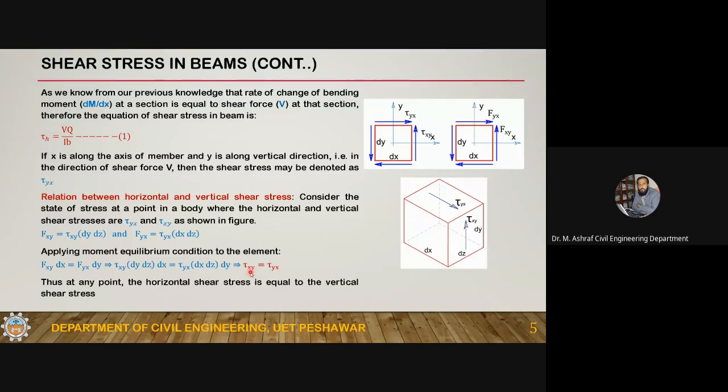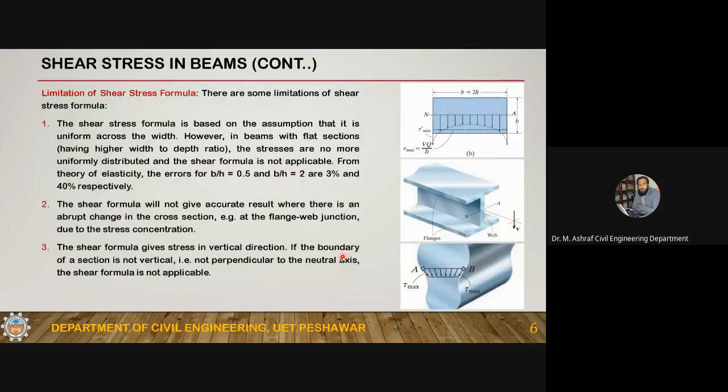Since this is a vertical shear stress and this is a horizontal shear stress, the horizontal shear stress at any point is always equal to the vertical shear stress. The horizontal shear stress in a beam is accompanied by vertical shear stress in a beam. The horizontal shear stress cannot act in isolation. This is an equilibrium requirement. If horizontal shear stresses are produced in a beam, they must be accompanied by vertical shear stresses. So this is important.